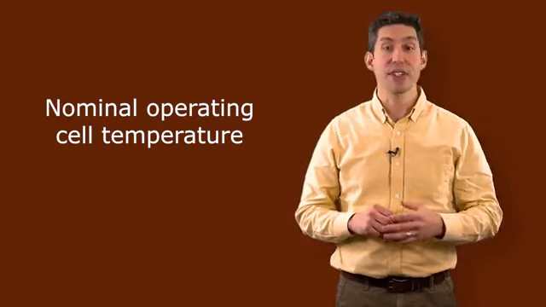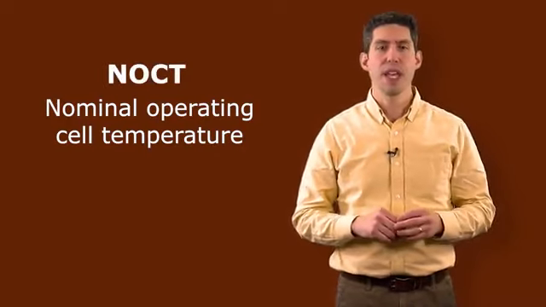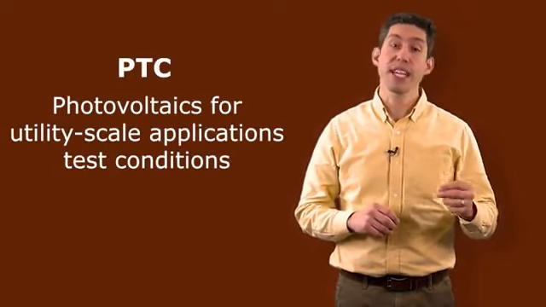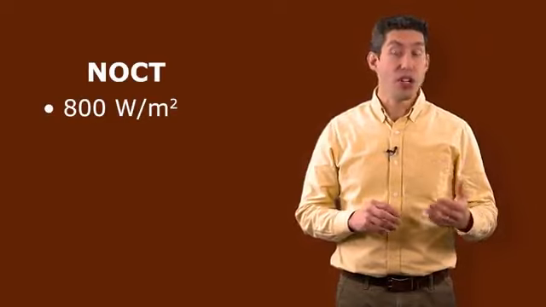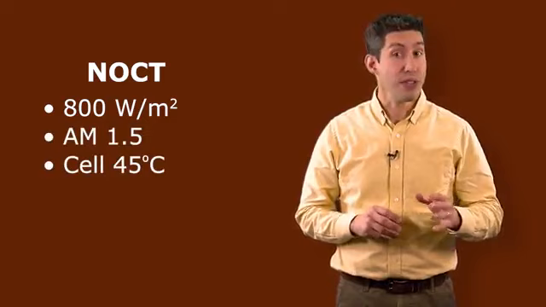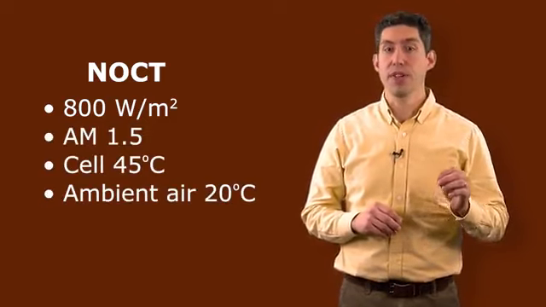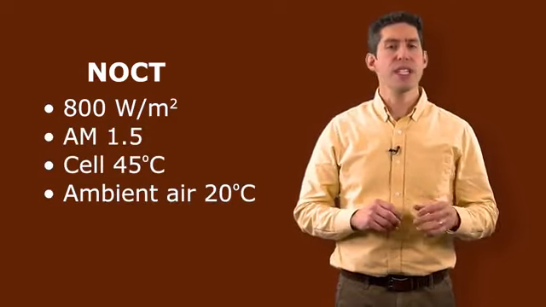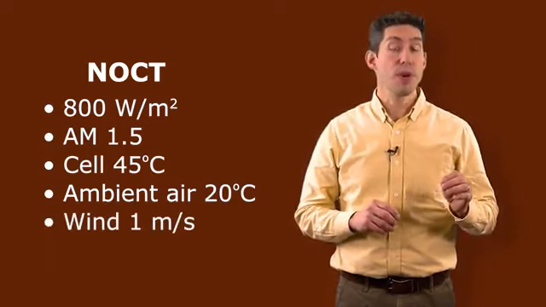Another common test condition is known as nominal operating cell temperature, or NOCT. This is also sometimes called PTC, or photovoltaics for utility scale applications test conditions. NOCT is much more common. The NOCT conditions are an irradiance of 800 watts per square meter, an air mass of 1.5, and a cell temperature of 45 degrees Celsius with an ambient air temperature of 20 degrees Celsius. NOCT also includes a wind speed of 1 meter per second. NOCT lowers the irradiance, which is a bit more realistic.